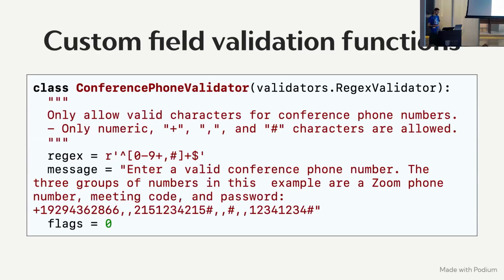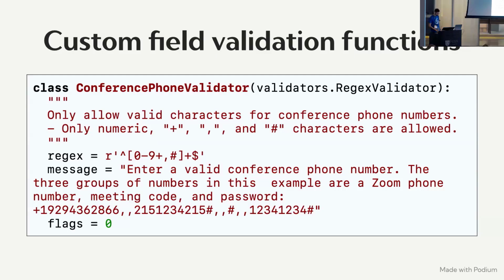You can also write your own validation functions, either from scratch or by extending Django's built-in ones, like our friend Tim did here to validate a Zoom conference phone number. He's subclassed the built-in regex validator to specify the regular expression to match, making sure that it contains only digits or commas or pound signs. And there's at least one of them, although a number would have to be more than one. And then if it fails to match that regex, he's provided the message to display to the user in that case. So that's a quick look at step one, validating an individual field.